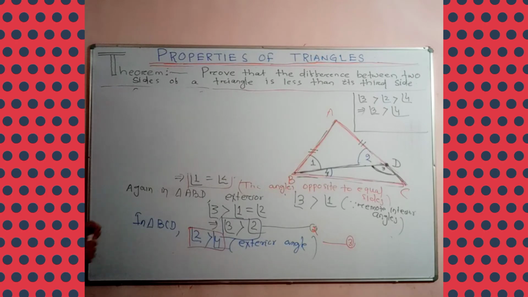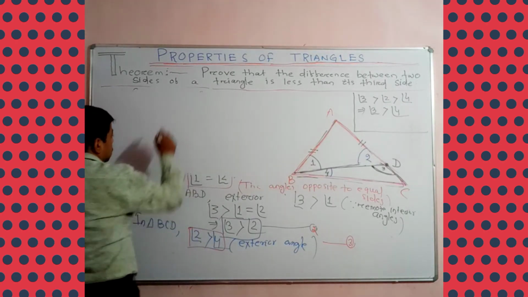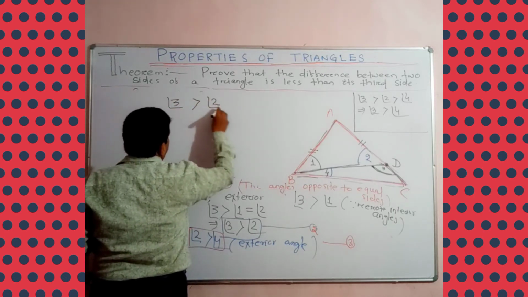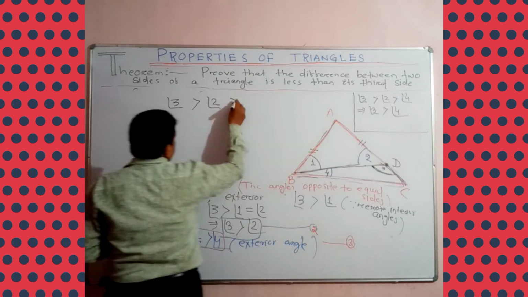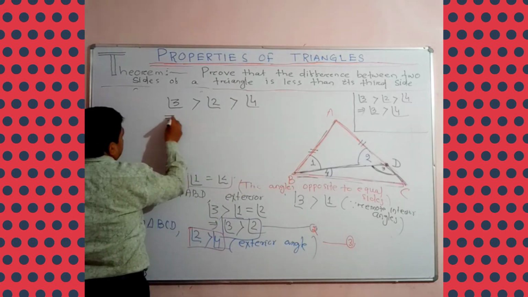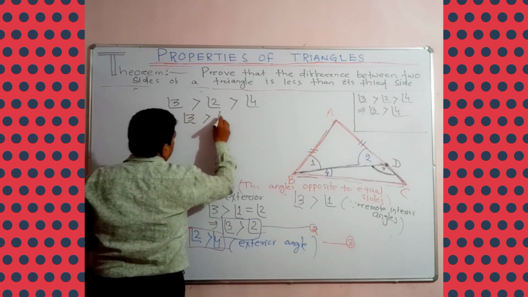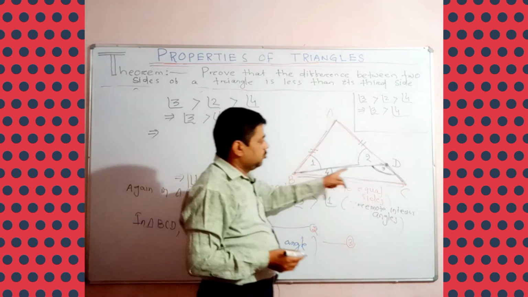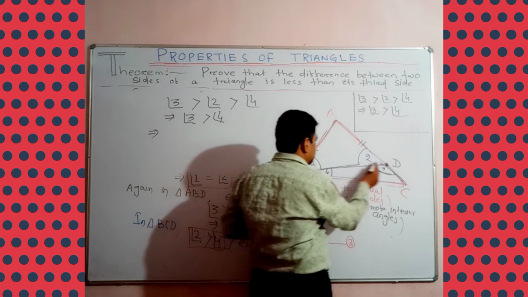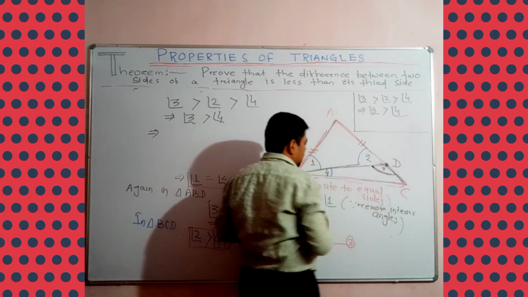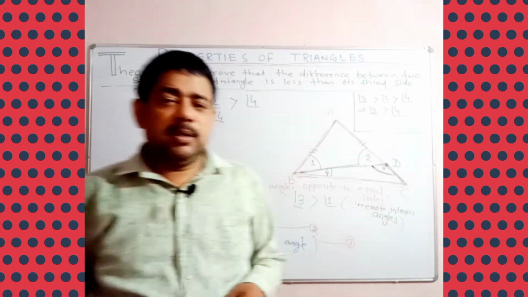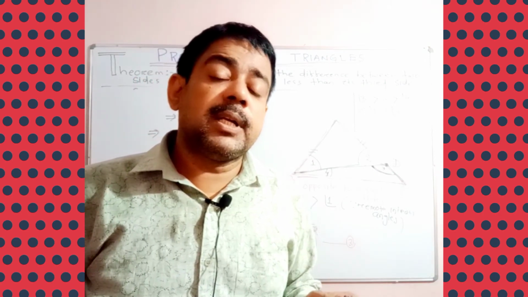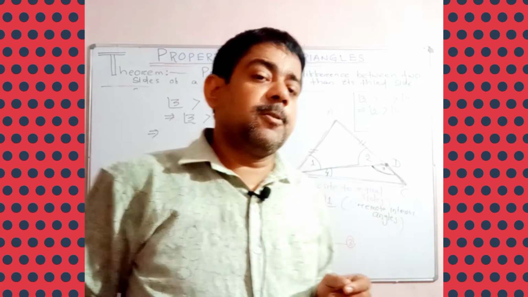Now let's see. First of all we got angle 3 is greater than angle 2 from equation 1, and angle 2 is greater than angle 4, and that implies angle 3 is greater than angle 4. So what will happen in the triangle BDC? If two angles are unequal, the side opposite to the greater angle is always greater. Yes or no?